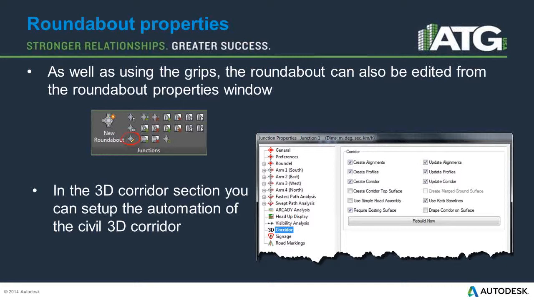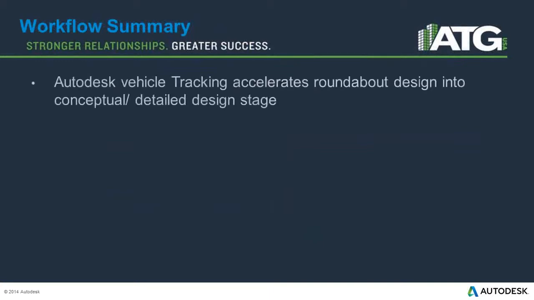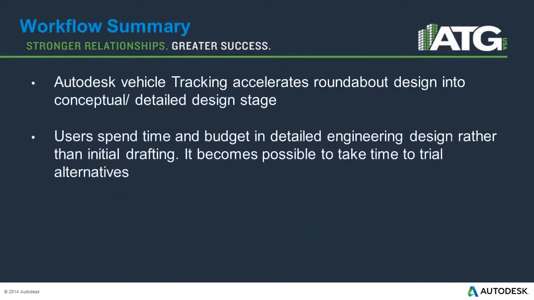If you prefer, you can enter the values directly into the junction properties window to edit your roundabout. The 3D corridor section allows you to find how the 3D corridor is generated and if it is updated automatically after each edit. We're going to talk about and show that specifically when we do the demonstration. Autodesk vehicle tracking accelerates roundabout design into conceptual and detailed design stages. It's all very dynamic and it's super efficient.